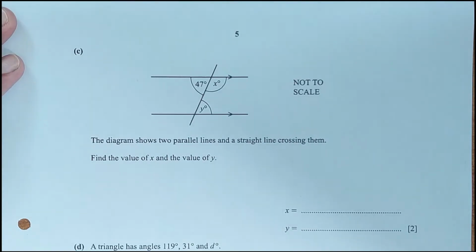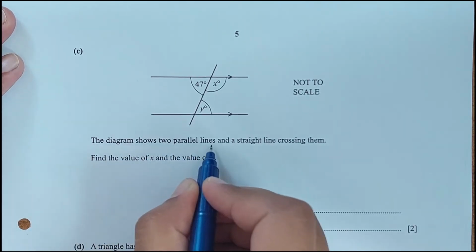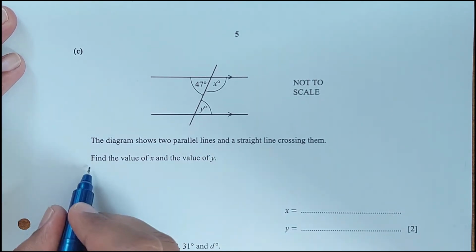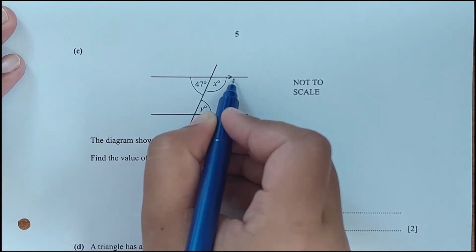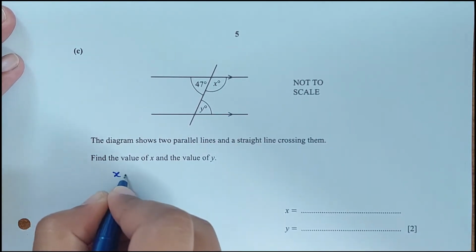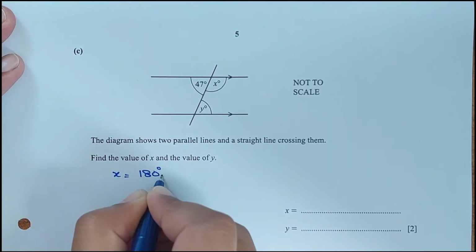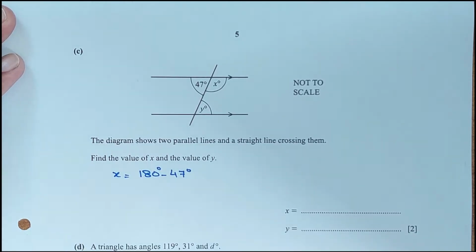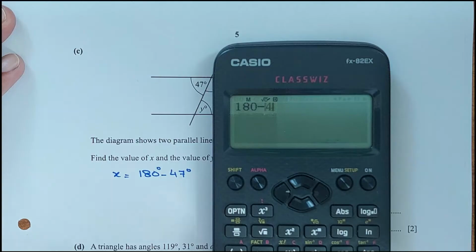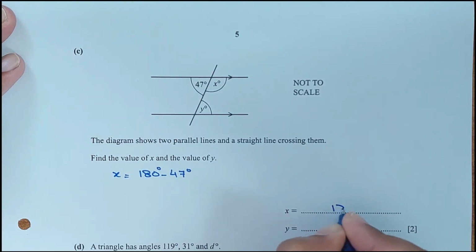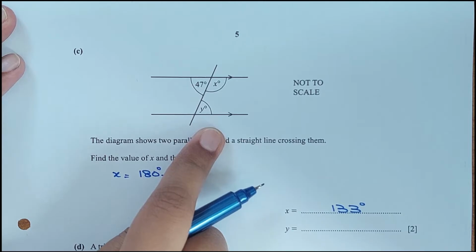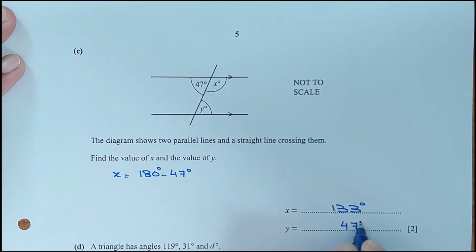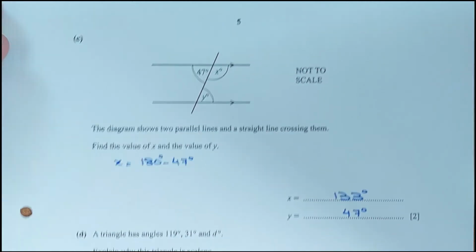Right. Now for part C, the diagram shows two parallel lines and a straight line crossing them. Find the value of x and the value of y. So the angle at a straight line is 180 degrees. So what is x? X is equal to 180 degrees take away 47, which is 180 minus 47, 133 degrees is x, right? And for y, these are the two parallel lines and a straight line, so these two angles are the same, alternate angles. Y is 47 degrees, alternate angles is the reason.